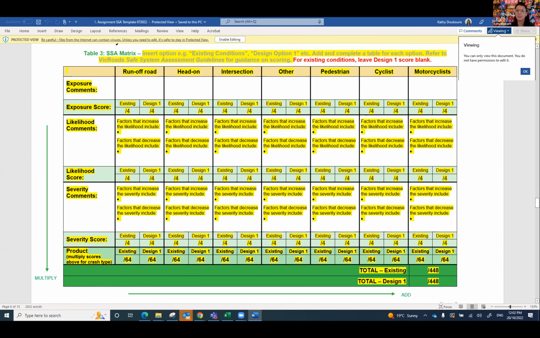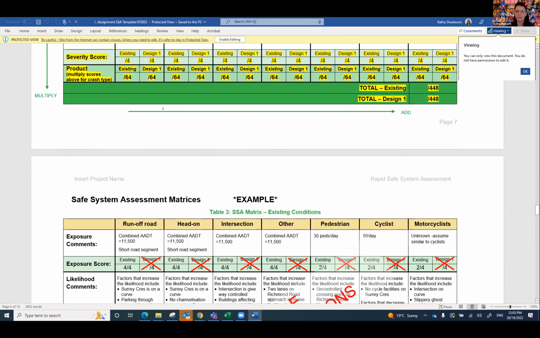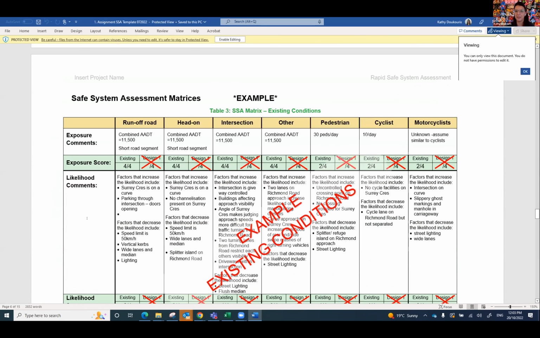Now, it looks a little bit different to the one that Ken showed in the example, and this is just so we can see existing conditions, the score here. You don't need to complete the design part, even though it is highlighted. I'll just show you. Here is an example one, okay? So here's one we prepared earlier for you.